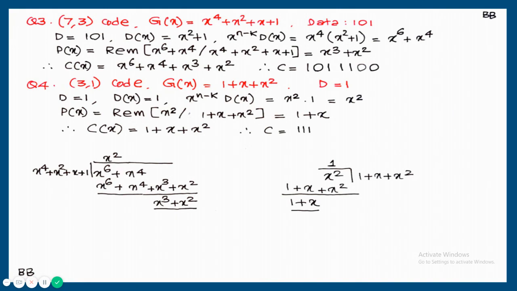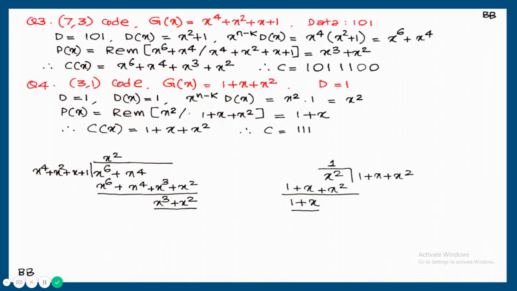Example 3. 7,3 code. G of x is x raised to 4 plus x square plus x plus 1. Data is 1, 0, 1. So that data is converted into polynomial. That is x square plus 1. Next, multiplication with x raised to n minus k. Here n minus k is equal to 4. That is why x raised to 4 into x square plus 1. So the product is x raised to 6 plus x raised to 4.